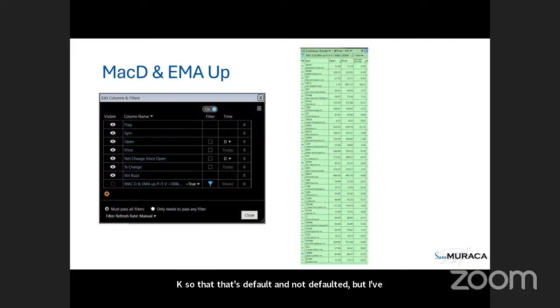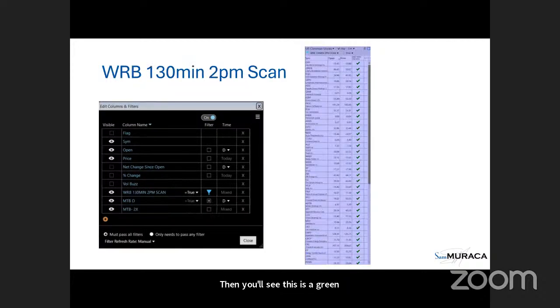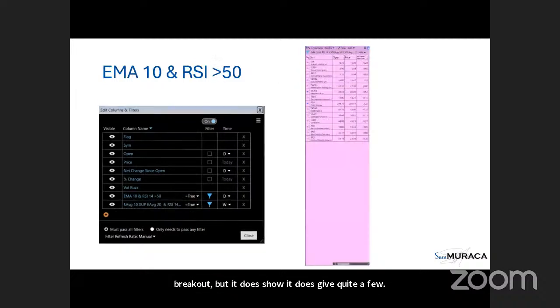Then you'll see this is a green watch list. This is a wide range bar scan on the 130-minute chart. And that's the scan. Generally, I start my scanning at 2 p.m. And this will highlight any stocks that are potential late day breakouts, but it does give quite a few good ideas for the next day. And then this other one is an exponential moving average of 10 up and the relative strength index greater than 50. So this provides some ideas as well.